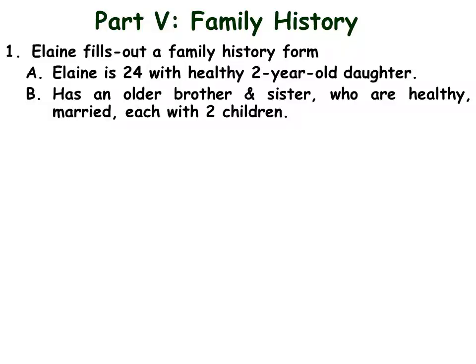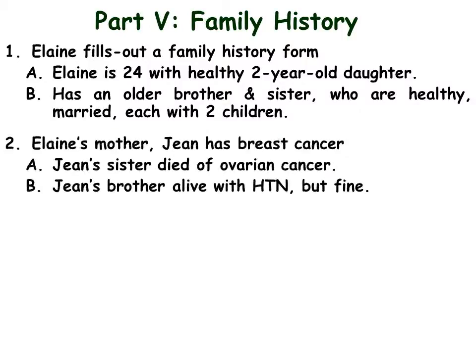Well, before she gets in to see the geneticist, of course, they're going to want a pretty extensive family history, as much information as you can possibly get. So Elaine has to fill out quite an exhaustive form, and she's 24. She's married, has a healthy 2-year-old daughter. She also has an older brother and sister.